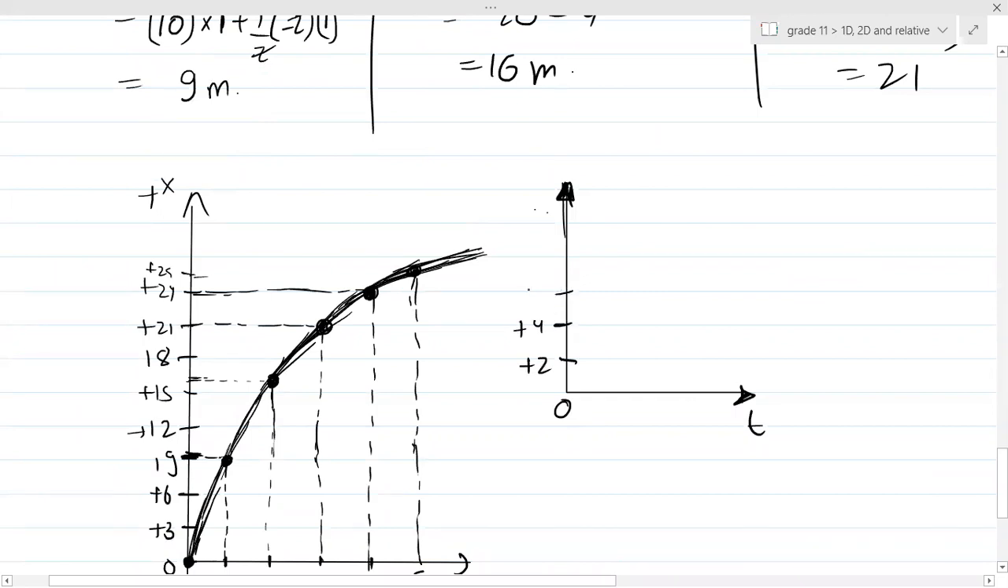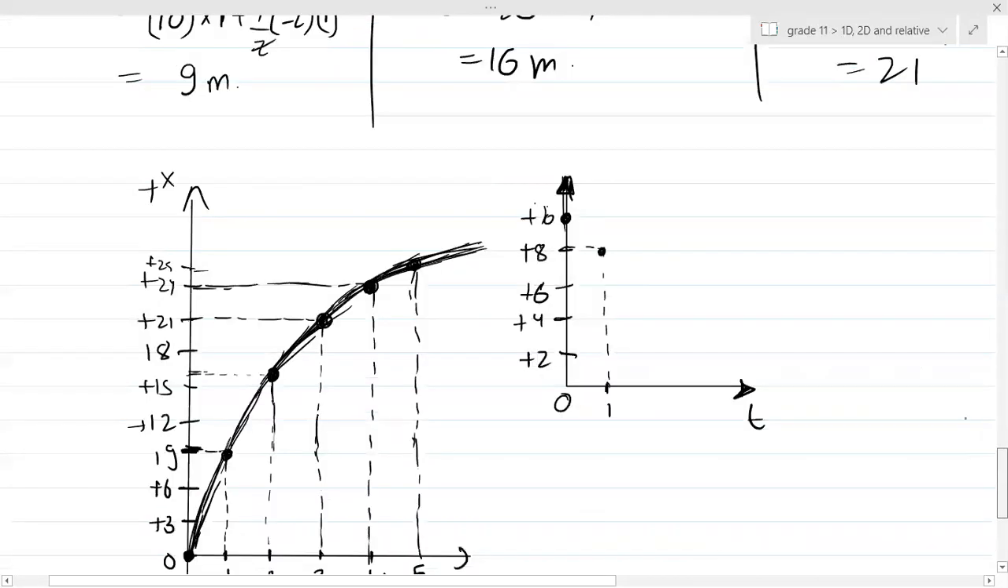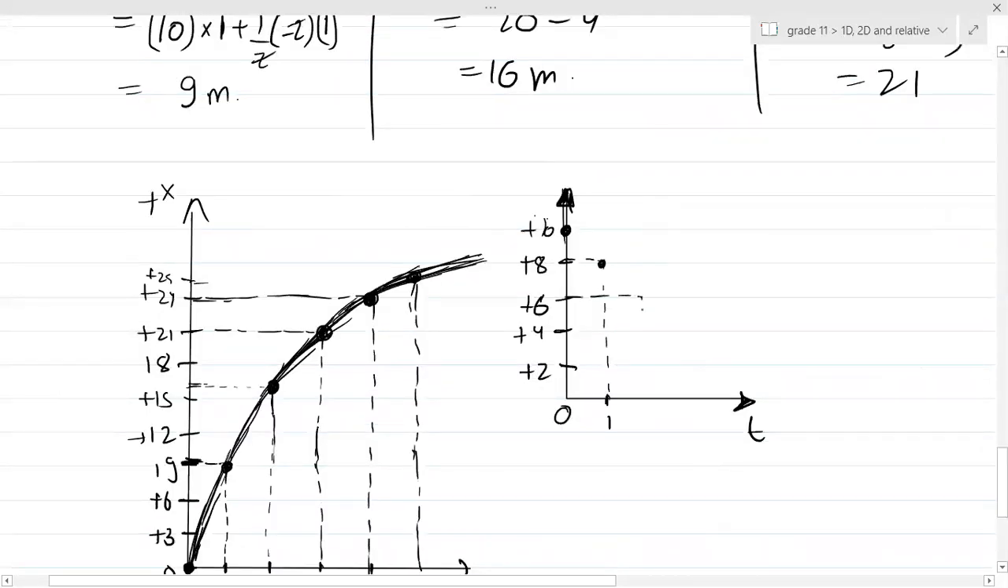Plus 2, plus 4, plus 6, plus 8, and plus 10. So the initial velocity is 10 meter per second. At the end of 1 second, it became 8 meter per second. Can you see? T equals 1 second, 8 meter per second. T equals 2 seconds, 6 meter per second. T equals 3 seconds, 4 meter per second. So basically, I'll keep on decreasing this.